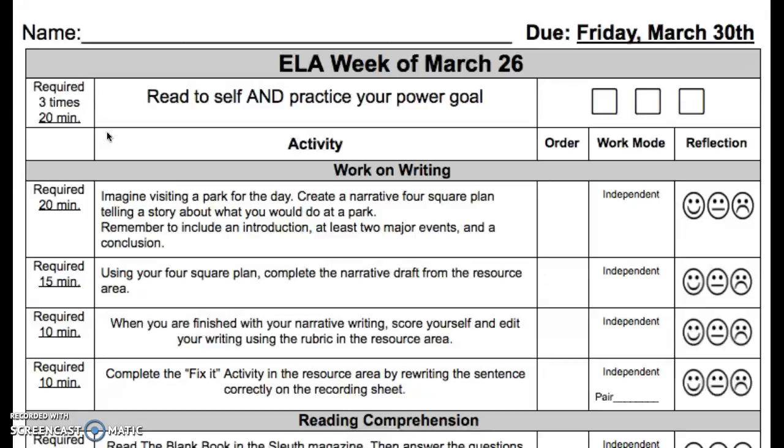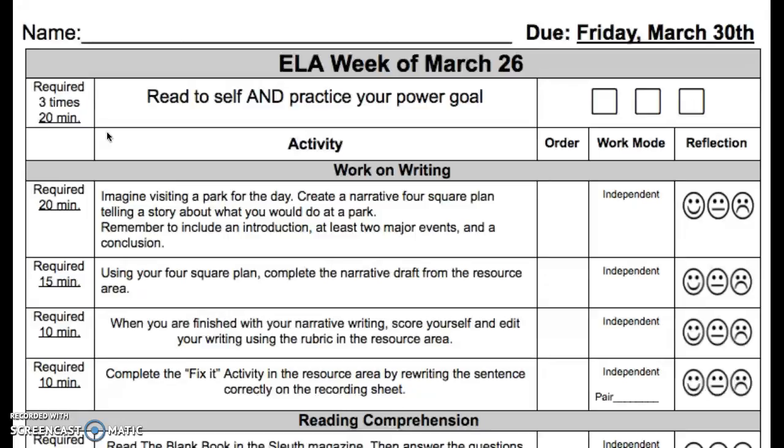For work on writing this week, required for 20 minutes, it says, imagine visiting a park for the day. Create a narrative Foursquare plan telling a story about what you would do at a park. Remember to include an introduction, at least 2 major events, and a conclusion. This is independent. Reflect when you're finished.